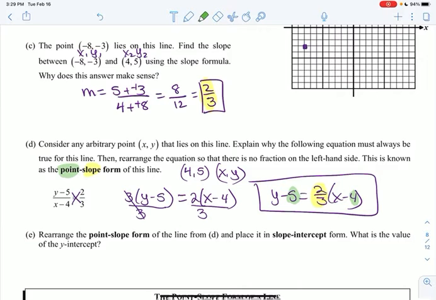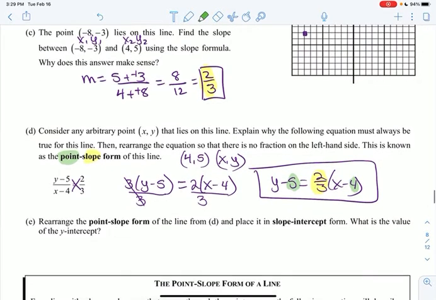All right, so let's rearrange this point slope form of a line that we just found and place it in slope intercept form. So in order to place it in slope intercept form, that means I want it to be y equals mx plus b. I'm just going to distribute this 2/3 to everything in the parentheses. So that's going to be 2/3 times -4 is -8/3. Whoops, I don't want a double negative there. So that's going to be 8/3.